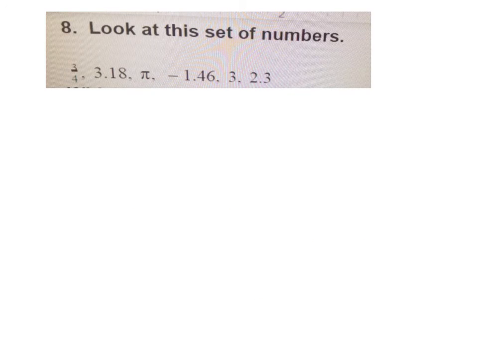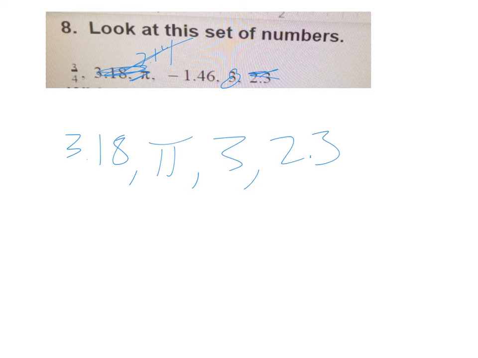Next one. On this one, you have to just look at the set of numbers. Here they are. And then I'm going to tell you what to do. You have to put them in order from greatest to least. So if it's greatest to least, you're going to start with the biggest one first, which is 3.18. Then this one is 3.14 for pi. So we're going to put pi next. So that's gone, that's gone. Then I'm looking at these numbers. It looks like 3 is going to be next. Then 2.3. Then it's this 3/4, which is 0.75. And finally, you end up with negative 1.46.